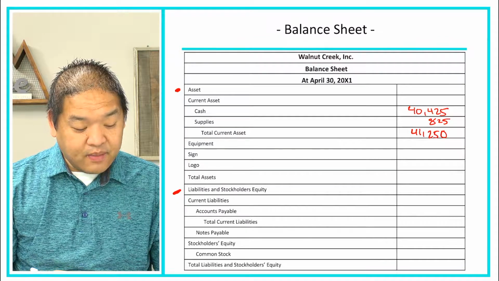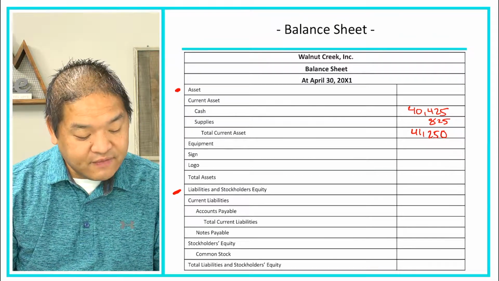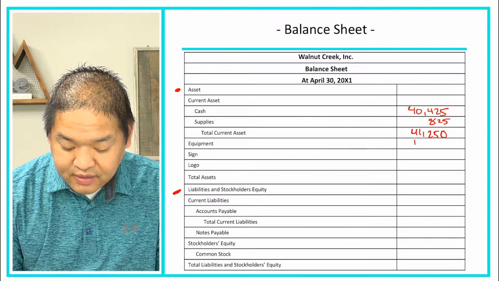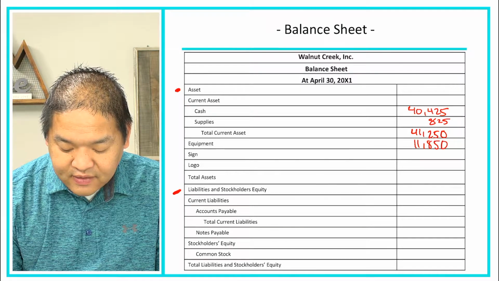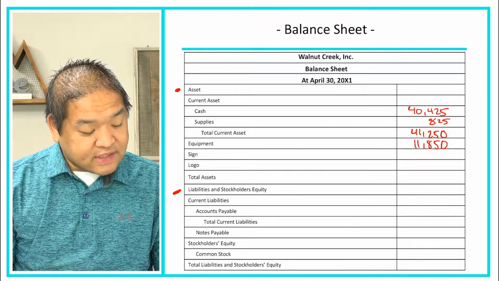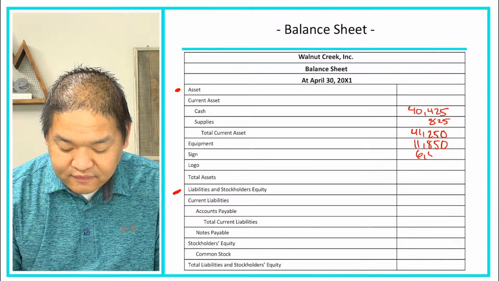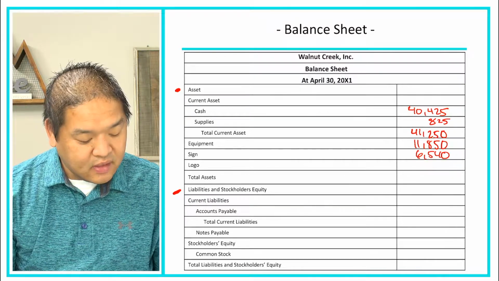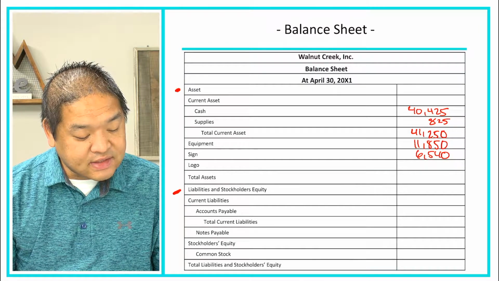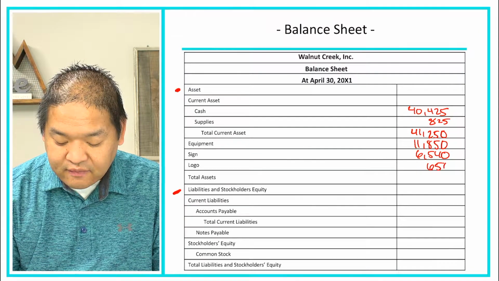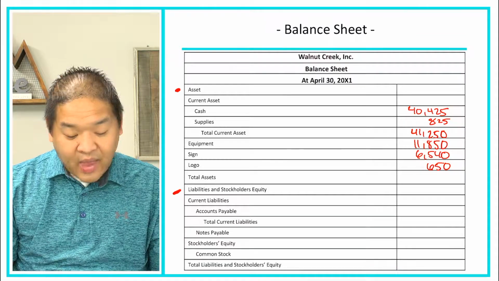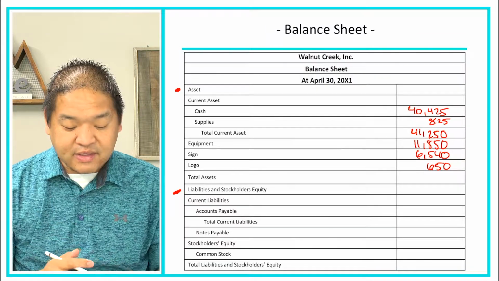Moving on, equipment. On our trial balance, our equipment was $11,850. So we're going to put $11,850 there. And then our sign was $6,540. So I'll put $6,540 next to sign. And our logo costs us $650. That's again from our trial balance. So we're moving everything from the trial balance to the balance sheet.